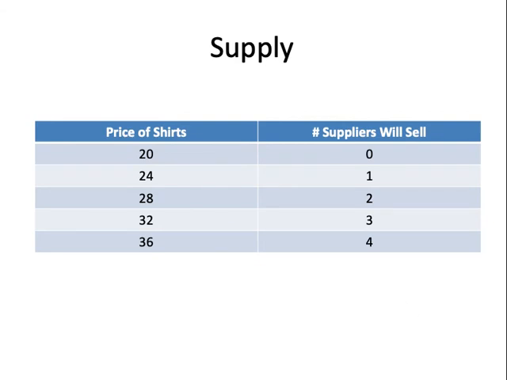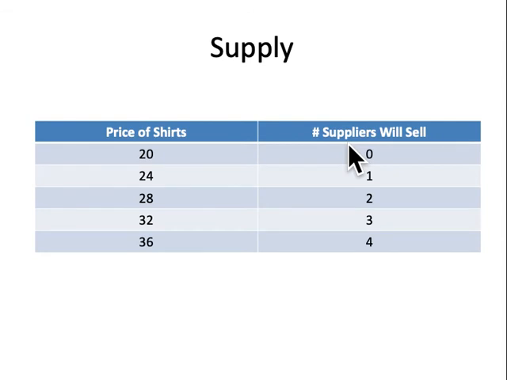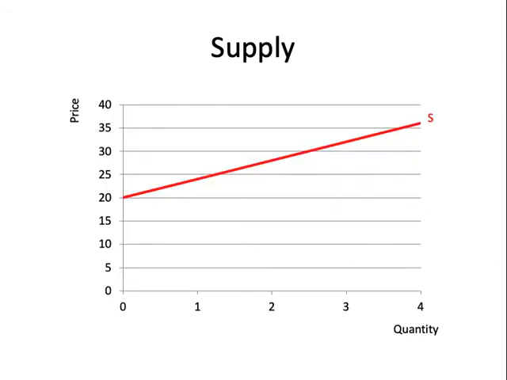Okay, so you should have finished graphing your supply curve, and so let's see what it looks like. Again, at $20, they'll want to sell 0. At 24, they'll want to sell 1. At 28, they'll want to sell 2. At 32, they'll want to sell 3. And at 36, they'll want to sell 4. Okay? So this is the supply curve.